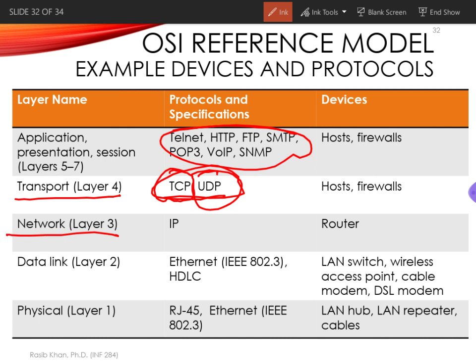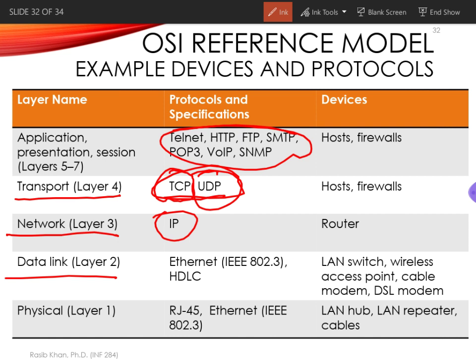The network layer, the IP protocol, the Internet Protocol, is again the most common protocol for the internet and is the backbone of the internet, and supports IP addressing, IP routing, and it facilitates the routing of packets from source to the destination.